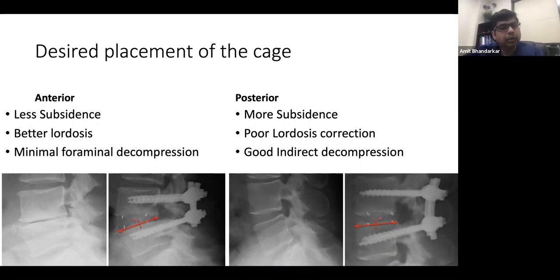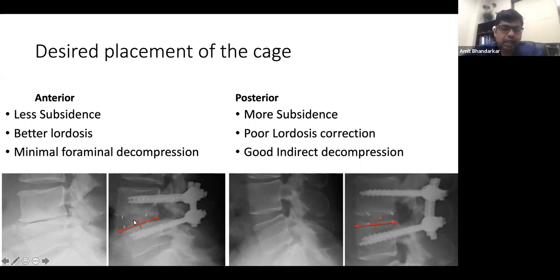There's better lordosis correction if the cage is placed anteriorly. There's poor lordosis correction with a posteriorly based implant, but it gives good indirect decompression. The ideal placement, if you want to create lordosis with a cage, should be on the anterior side. The center of the cage should be anterior to the center of the disc base. This is very critical to understand.